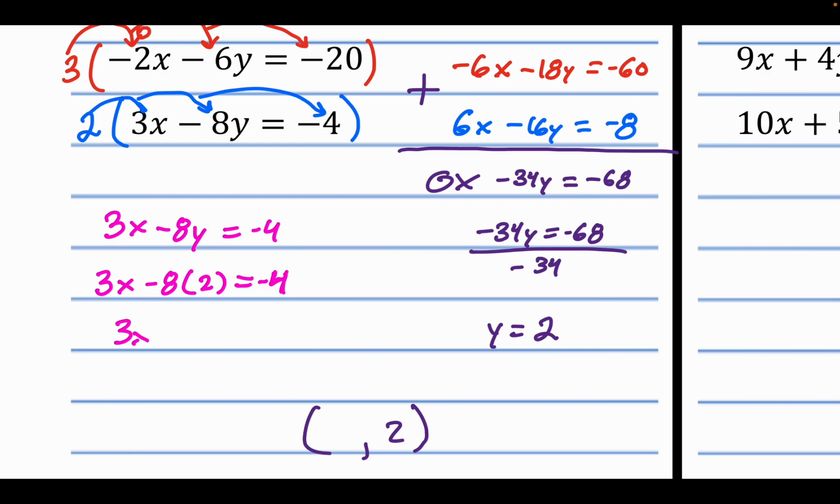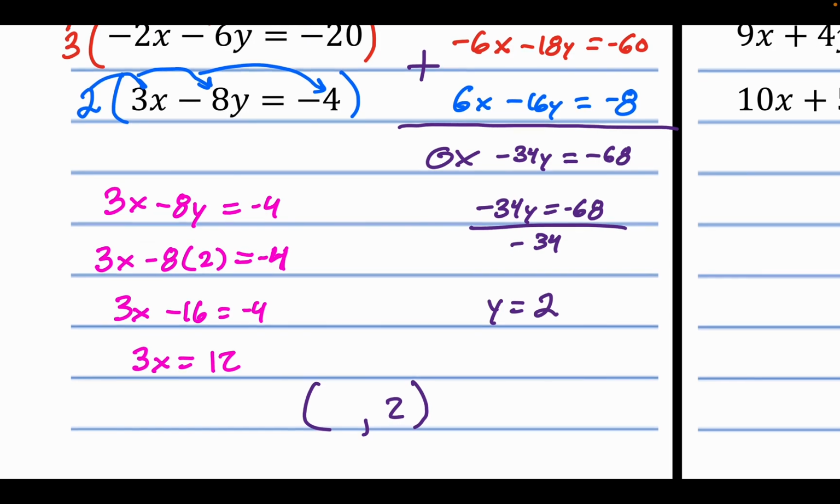So that gives us 3x minus 16 equals negative 4. Add the 16, we get 3x equals 12. Divide by 3, and x is 4.